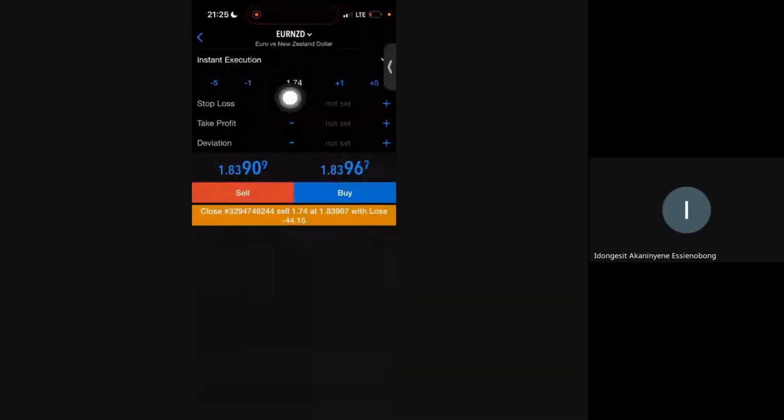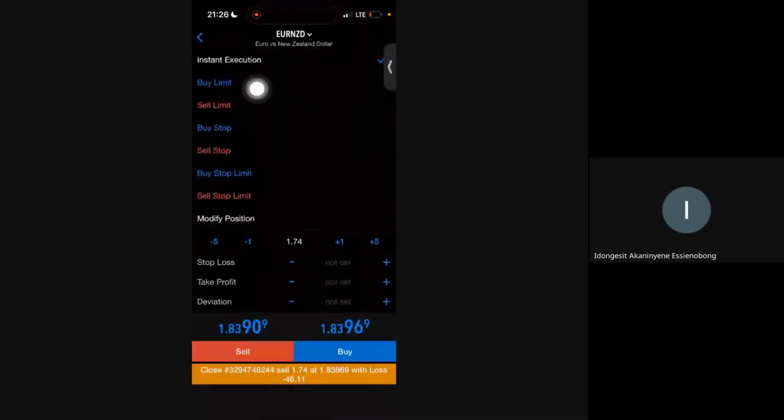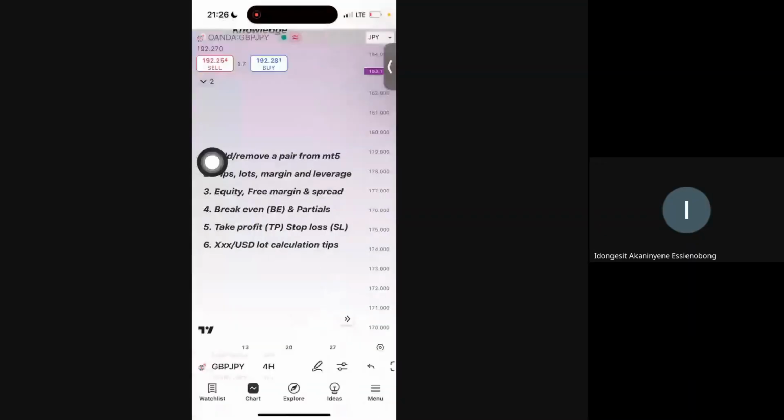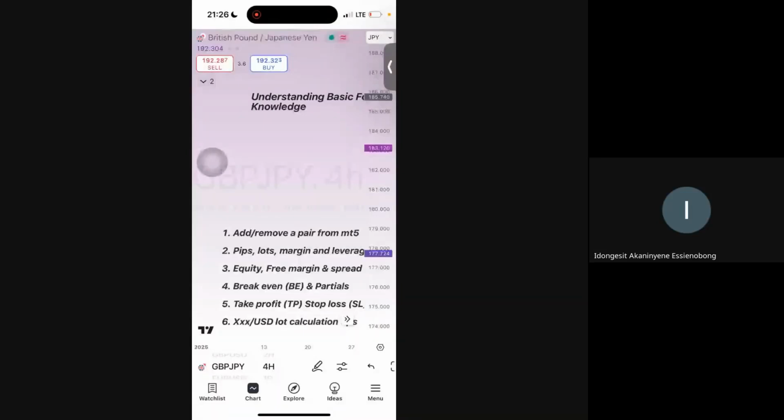To close when price gets to a level, you use your limit order. If you want to close instantly, you use execution, as you saw there. And for the forex lot size calculation tips, this is strictly for USD pairs, okay? Strictly for USD pairs. Hold on.